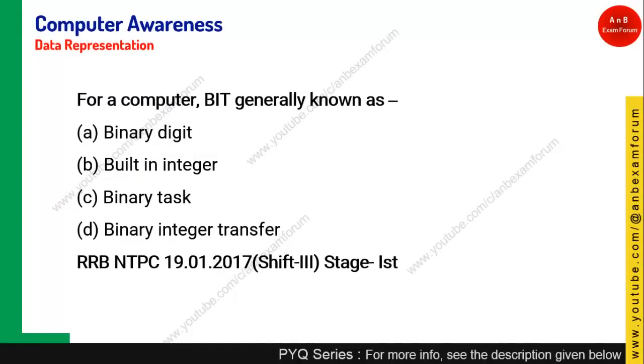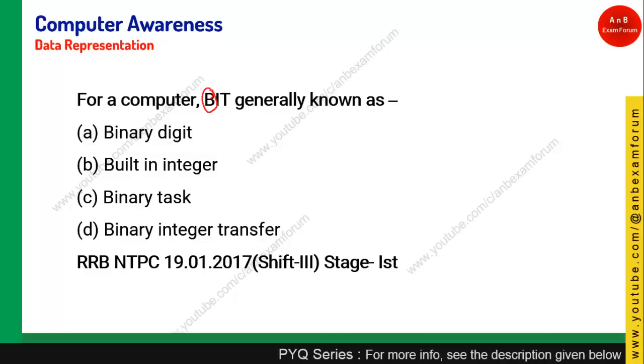Let's see the next question: a computer bit is generally known as what? A very simple one. The word bit itself means binary digit. B stands for binary, this is the abbreviation, basically BI means binary, and for digit you can ignore the last T. So bit is binary digit, and a binary digit only looks for 2 values, either 0 or 1. So option A is the right answer.